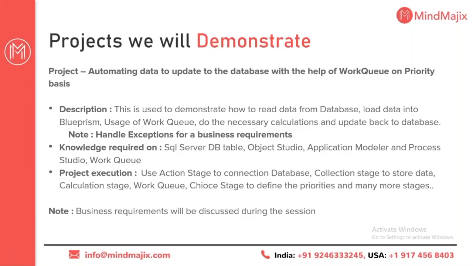We use the action stage, collection stage, choice stage, calculation stage, and different types of actions to work with the work queue. Business requirements are also discussed. First we will define the requirements for this project. We will clearly write point 1, point 2, point 3, point 4 and point X, and we achieve the requirements step by step with the practicals.